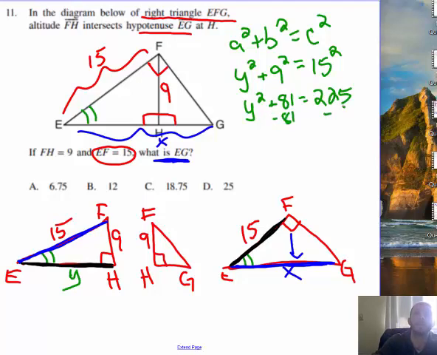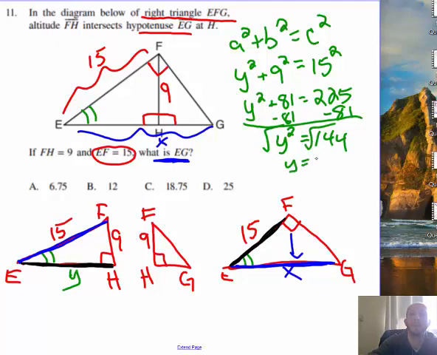Subtract 81 from both sides. Is that 144? Certainly looks like it. 225 minus 81 is 144, which is nice because I know the square root of 144. Take the square root of both sides, so I get that y equals 12. So now I'm going to head back over here and put that 12 in. And now I'm actually going to be able to set up this proportion.